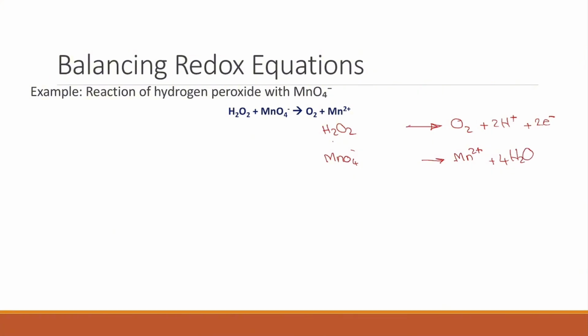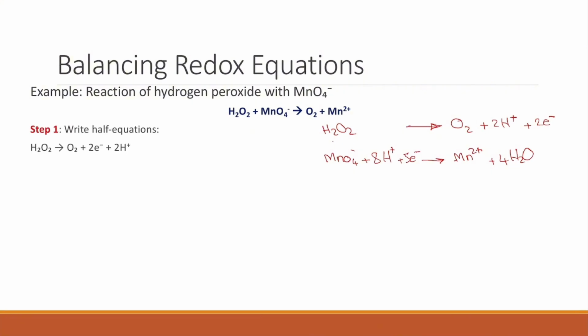And now we need to balance the hydrogen. So now we have 8 hydrogens from the 4 water molecules, so we need to add 8 hydrogen ions on the left-hand side. And finally, we need to balance the charge. On the right-hand side, it's plus 2. On the left-hand side, it's plus 7. So we need 5 electrons on the left-hand side to make it plus 2 like the right-hand side.